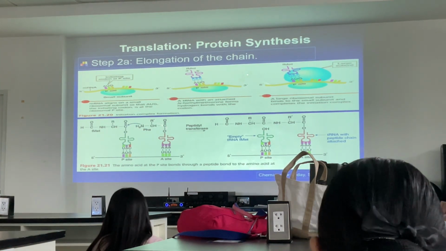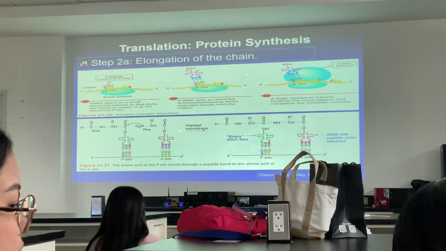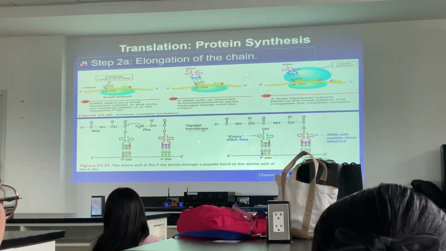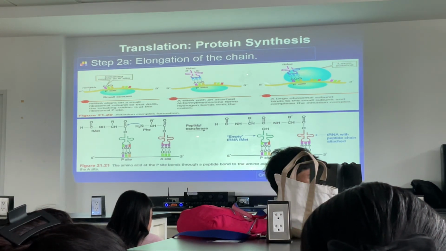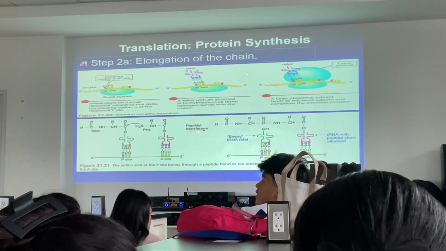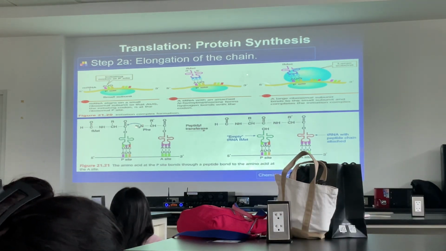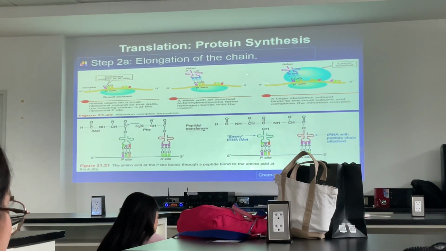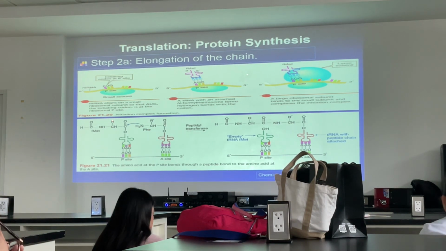So a new tRNA will bind to the A site, and we now have an enzyme we call peptidyl transferase. What is the catalytic activity of this peptidyl transferase? It will cause formation of a peptide bond between phenylalanine, the second amino acid called for by the mRNA, and methionine.